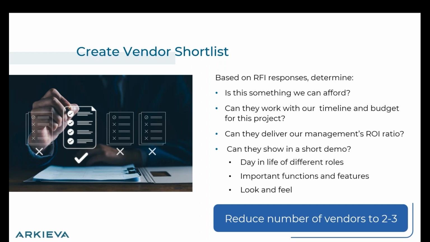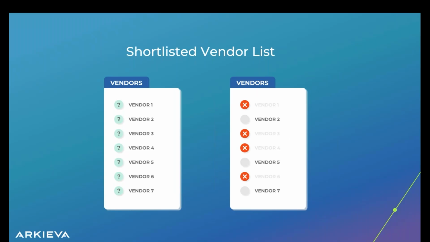Then, based on these criteria, we want to reduce from the original 7 or so to 3. So here, in the schematic, we have shortlisted from 7 vendors, vendors 1 through 7. We have rejected vendor 1, vendor 3, vendor 4, and vendor 6 based on the criteria. And now we are left with vendor 2, vendor 5, and vendor 7. Notice, this is not the final selection. We still have 3 contenders, but we are moving forward in our process.